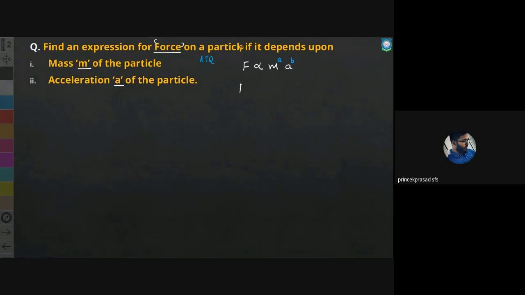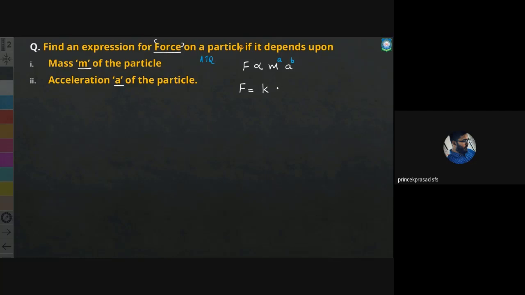If I want to remove it, what should I introduce? A constant. Yes, I should bring a constant. So here also I'm going to remove this proportionality relation. For that, I'm going to introduce a constant, and I'm representing the constant by K. Write small letter k or capital letter K, it doesn't matter. I'm going to introduce a constant.